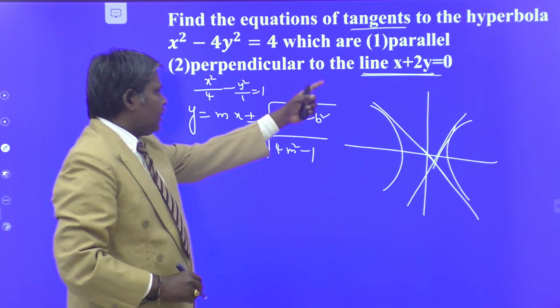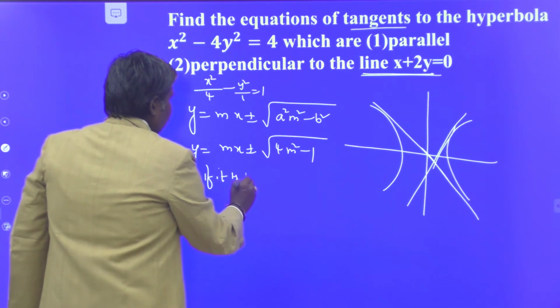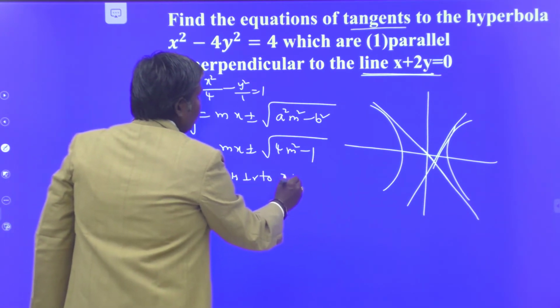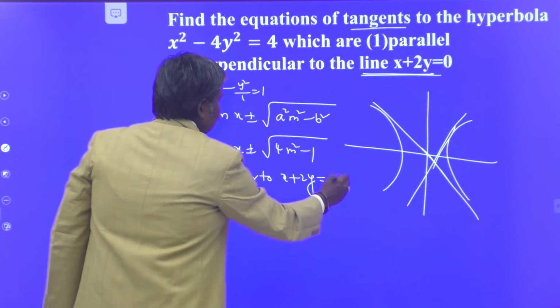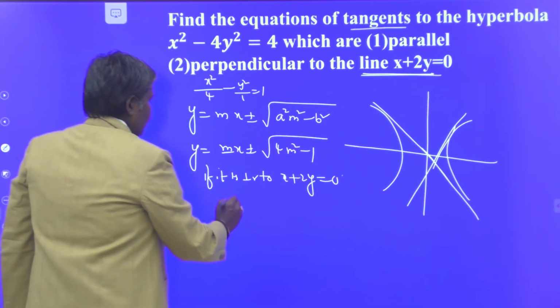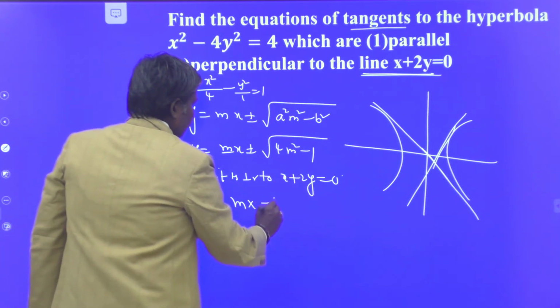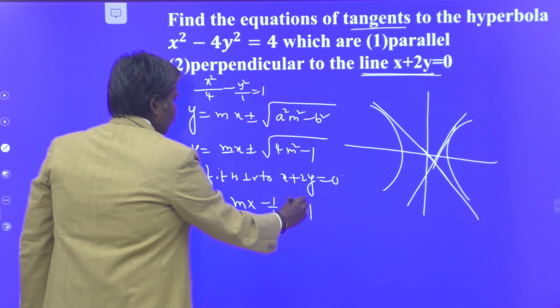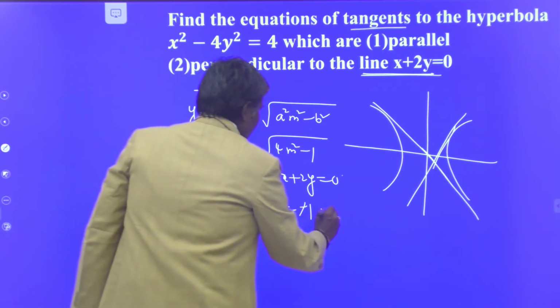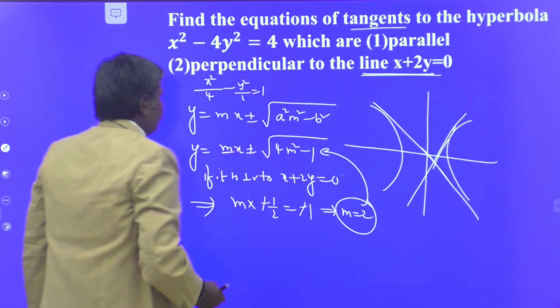If it is perpendicular to x plus 2y equal to 0, then the product of slopes is minus 1. So what is the slope here? m. What is the slope of the given line? Minus 1 by 2. m times minus 1 by 2 equals minus 1. Minus minus gets cancelled. You have m equals 2. Keep the value m equals 2 here itself.